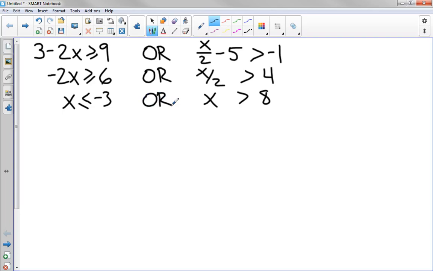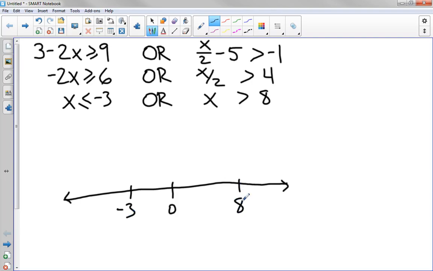So we've solved each one of the inequalities individually. Now we have to think about what the solution looks like when we consider the compound inequality as a whole. What we want to do first is imagine the individual solution sets on a number line. Now I'm going to be lazy and just write the number 0, the number negative 3, and the number 8. I don't want to make marks for everything else.